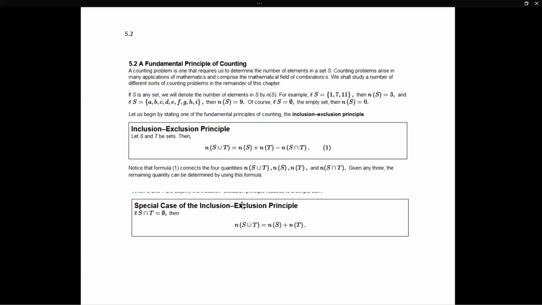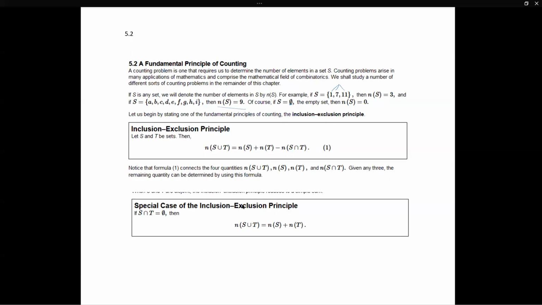So let's start with S being any set. We will denote the number of elements in S by N(S). So if you see N(S), it means the number of elements in S. For example, this set S has 1, 7, 11, which means 3 elements, 1, 2, 3. So N(S) equals 3. And this other set S, as an example, has 9. And this symbol here is the empty set, which has no elements.